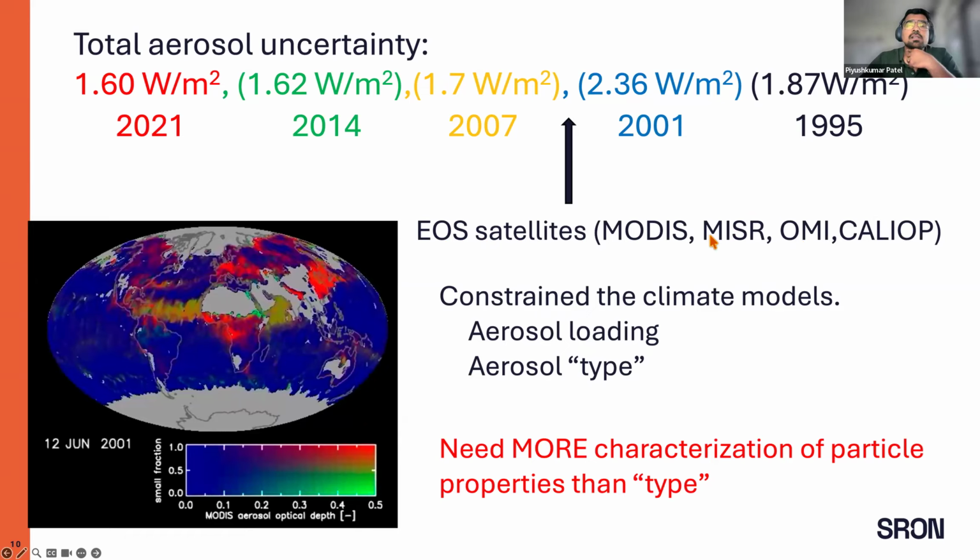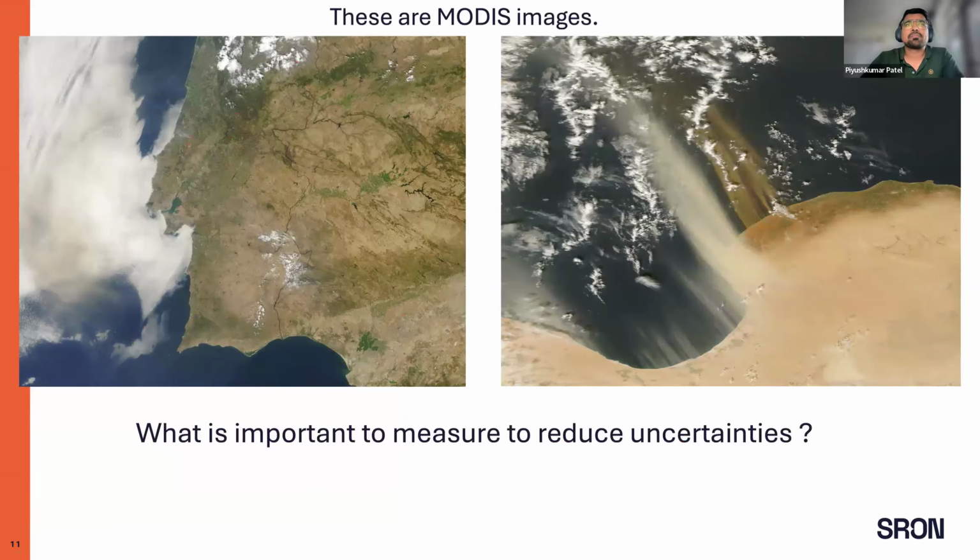So these MODIS and MISR were launched in 1999 on Terra and on Aqua. Those satellites have given, as you see in this figure, the global distributions of aerosol optical depth. This satellite has given a real picture of the aerosols, and those observations have been implemented into the climate models. And that actually leads to the reduction of the uncertainty.